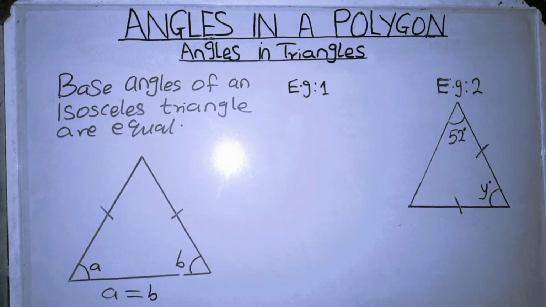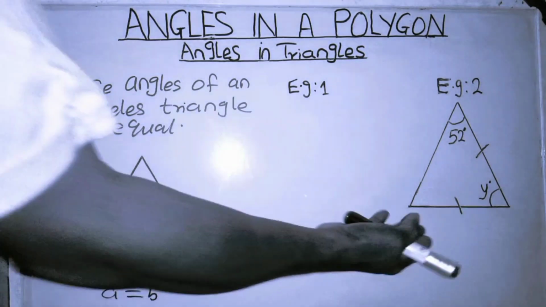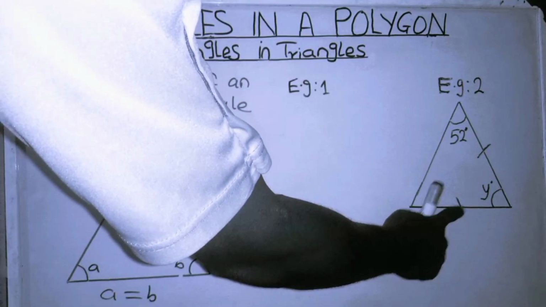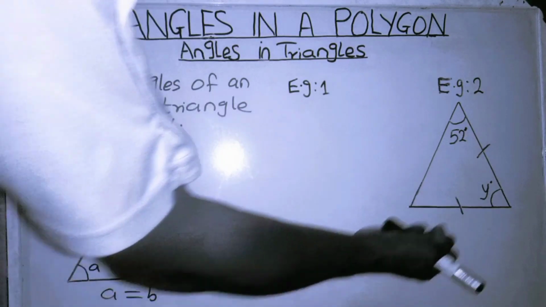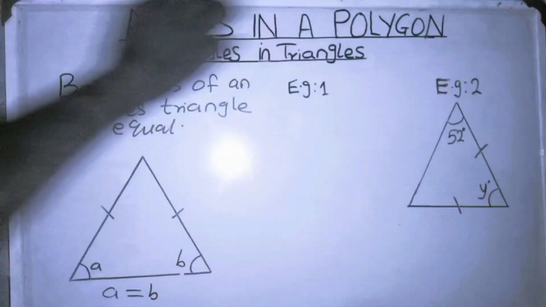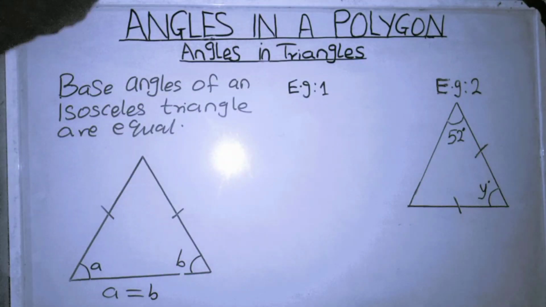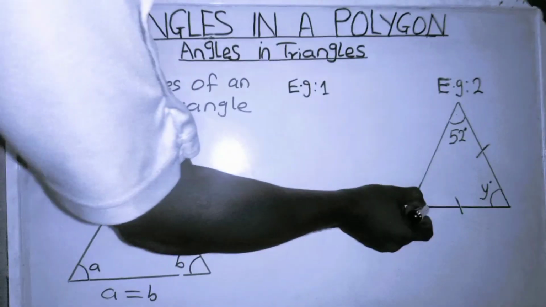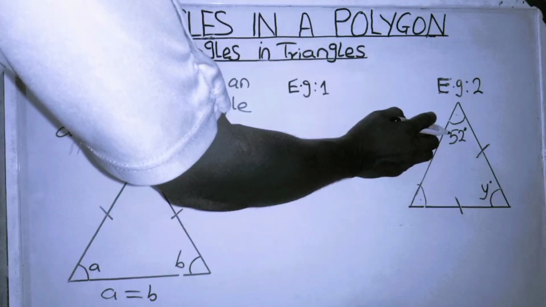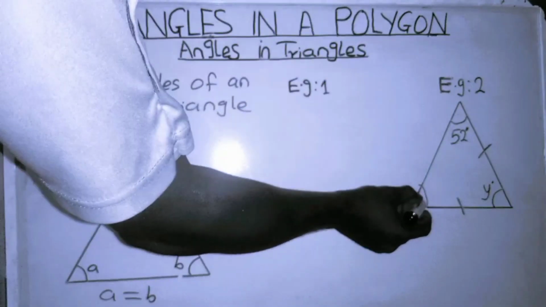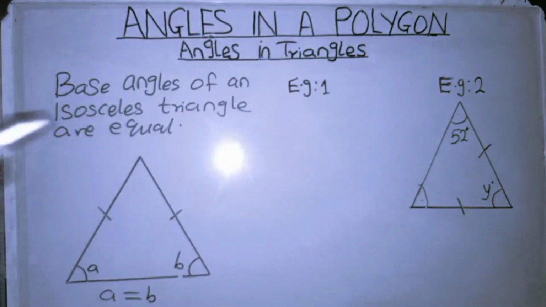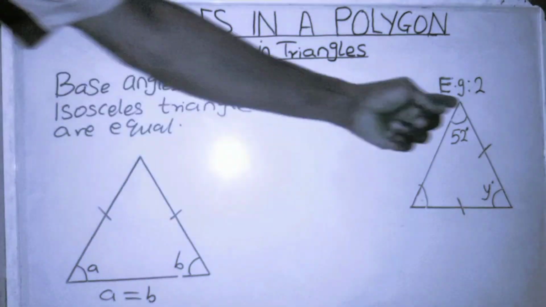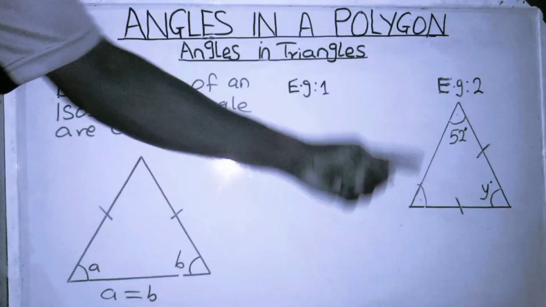Where can we say are the base angles of this isosceles triangle? Because as you can see, we have the line indicator here. We have another line indicator here. That is to say this side and this side are equal. So where will now be the bottom angles? That's the base angles. That will now be here and here. All right, so we already know that this one is 52. What do you think this side will be? That will still be 52 because the base angles of an isosceles triangle are equal.